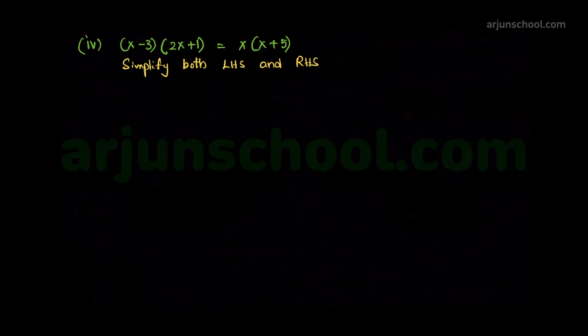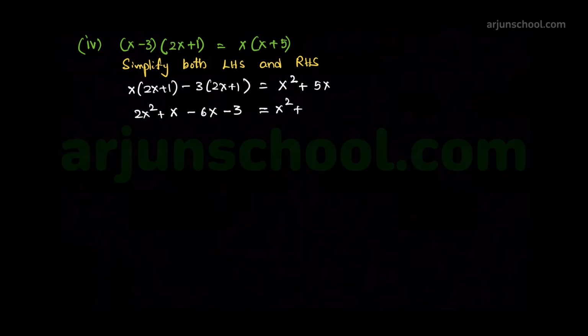Problem 4. X minus 3 of 2x plus 1 is equal to x of x plus 5. Simplify both LHS and RHS. X of 2x plus 1 minus 3 of 2x plus 1 is equal to, expand the right hand side term. X into x is x square plus x into 5 is 5x. Now on the left hand side, x into 2x is 2x square plus x into 1 is x. Then minus 3 into 2x is minus 6x and minus 3 into 1 is minus 3. On the right hand side it is x square plus 5x.